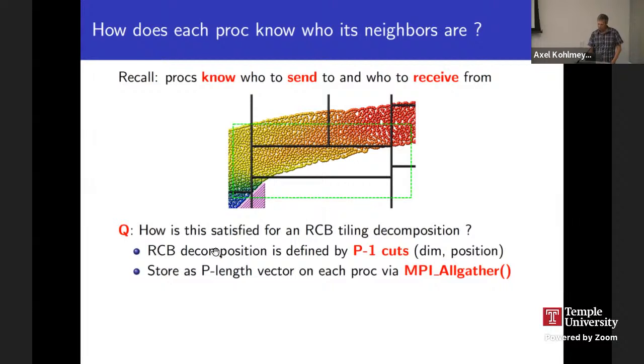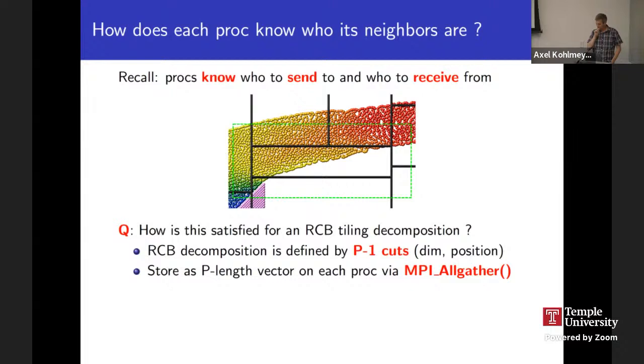So you can store all the information that's needed about that cut in a geometric sense as simply the dimension, X, Y, or Z, that it was made in, and the position in that dimension where the cut was. So as soon as the decomposition is made by the load balancing operation, every processor knows one of those cuts, and we do an all-gather to store that P-length vector on every processor. It now knows all P minus 1 cuts in the order of the recursion.